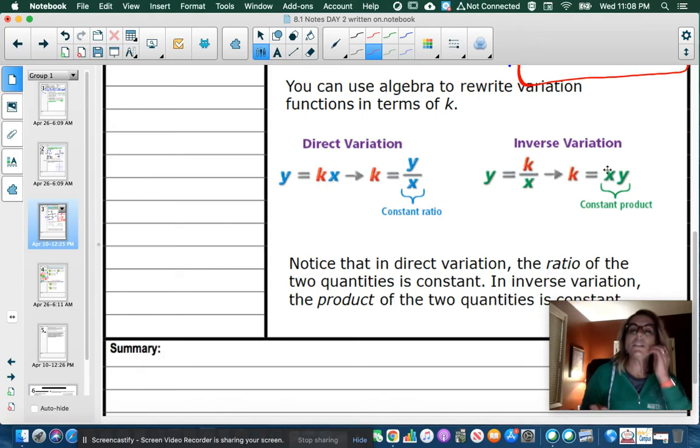So if you're given a table of x and y values, and you're trying to determine if it's a direct variation or inverse variation, we're going to look at the ratio of y over x and the product of x times y. Whichever one is constant, then that's what we choose. If neither of them are constant, then it's neither.